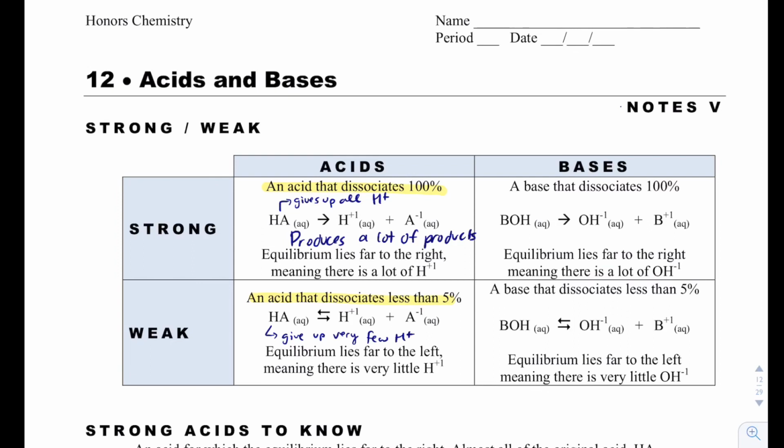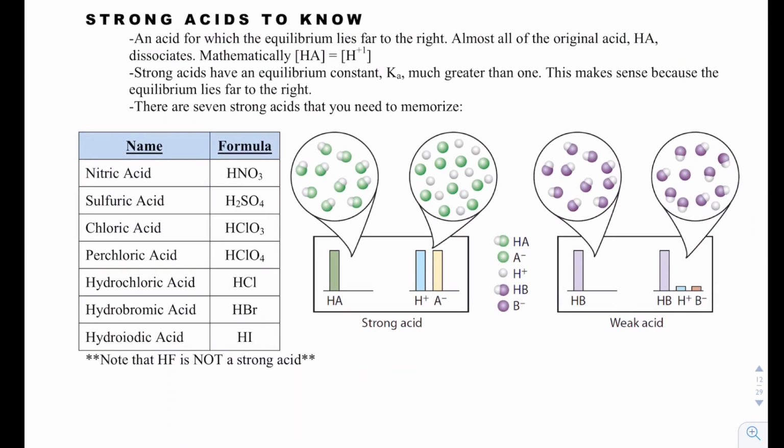Bases have the same definition, except a strong base dissociates 100% and produces a lot of hydroxide. So this gives up all of its hydroxides, whereas a weak base is one that dissociates, again, less than 5%, and so it gives up very few hydroxides. If we were in class right now, on the wall would be all of your strong acids to know. These are the only strong acids that dissociate 100%.